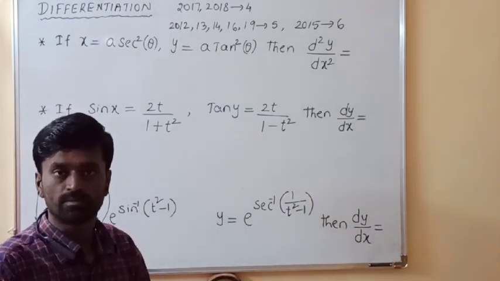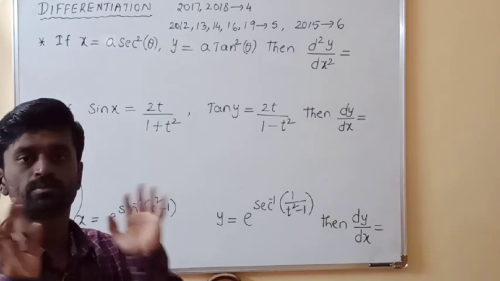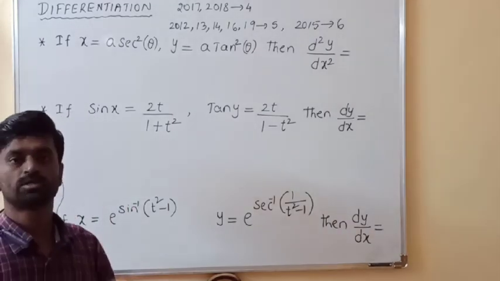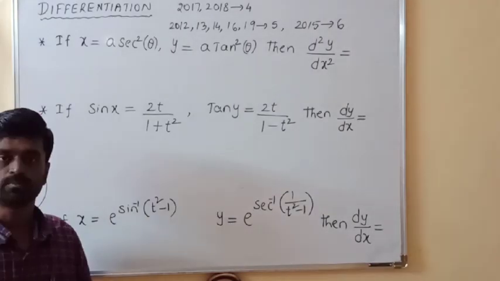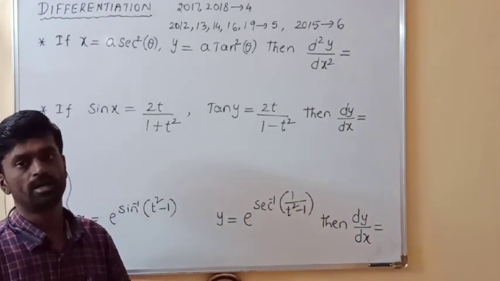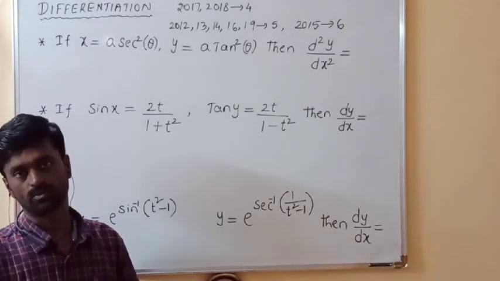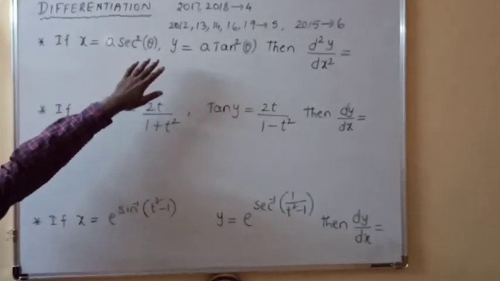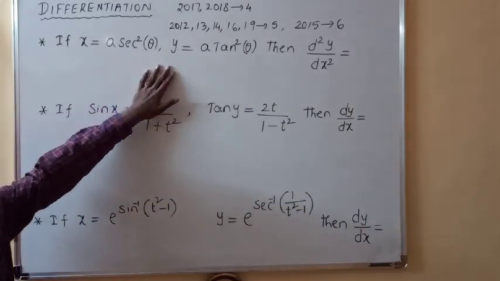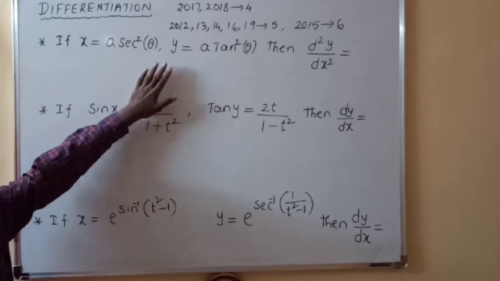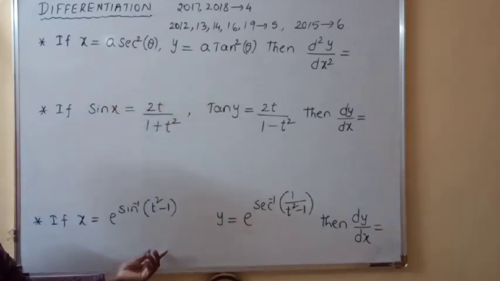That means eliminating theta, finding the y value in terms of x directly, then differentiating with respect to x 2 times, you will get y double dash or d square y by dx square. So here the best method is eliminating theta. In this problem, as well as in the last problem also, eliminate t.